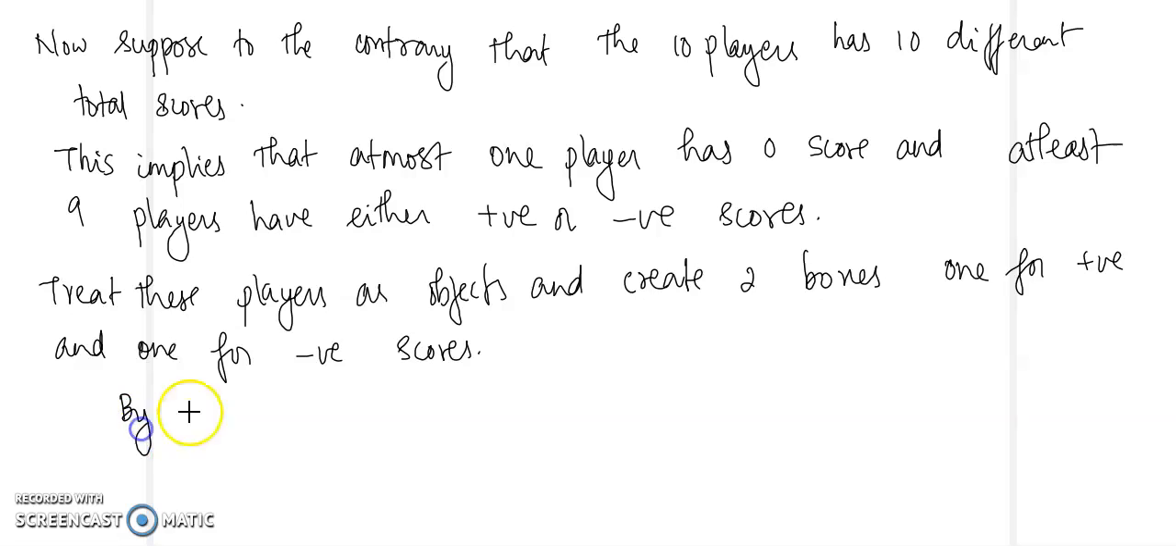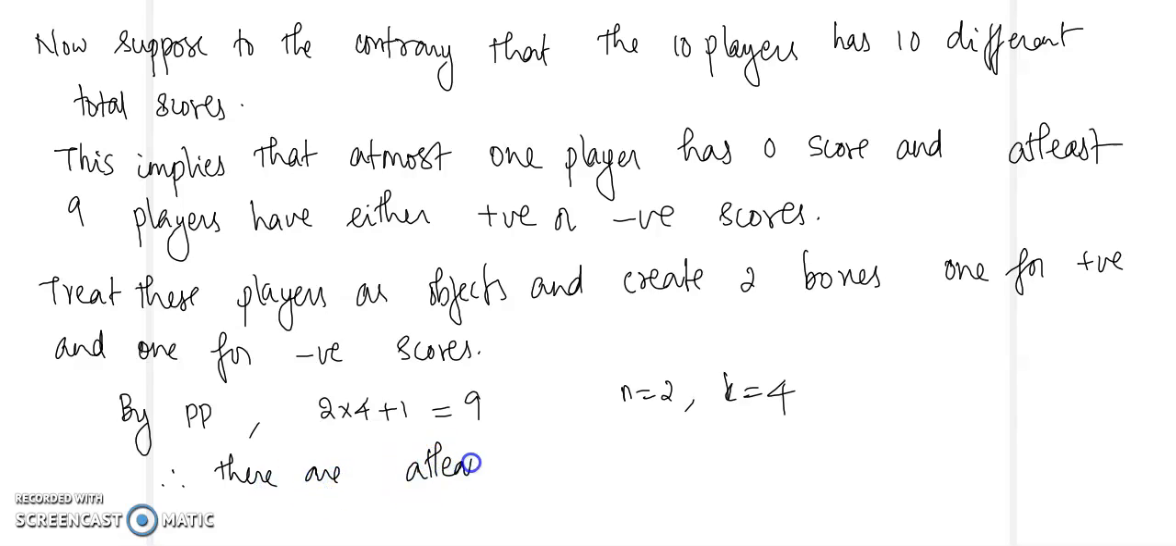And now by the Pigeonhole principle, when you take 2 into 4 plus 1, that will be equal to 9. So therefore, by the Pigeonhole principle, here n is equal to 2 and k is equal to 4, so there are at least 5 players who have positive scores, or there are at least 5 players who have negative scores. So k plus 1 is equal to 5, so there are at least 5 objects in one of the boxes.